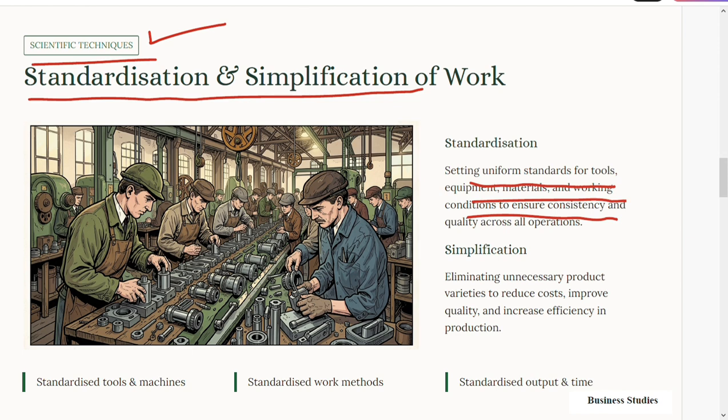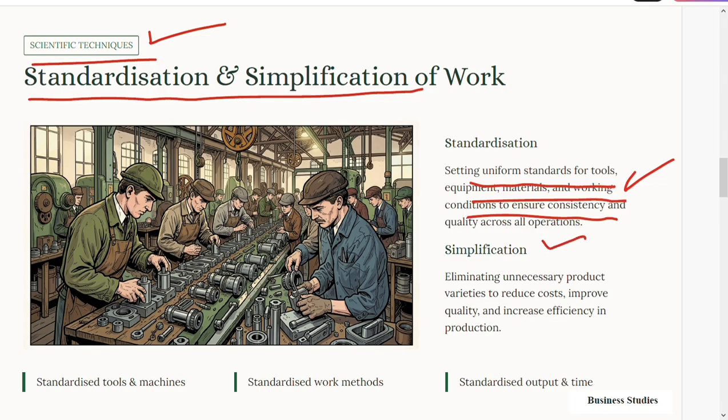That is called standardization. When you are making the least accepted quality of a product or the process, that is called standardization, right? So this is one of the scientific techniques which has been given by Mr. F.W. Taylor. Then comes simplification.